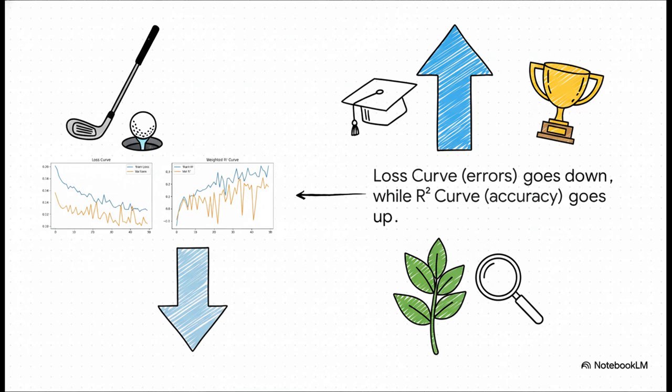And the R-squared curve on the right, that's like a test score. You want it to go up. And look, it's trending up too, meaning its predictions are getting more and more accurate. This is exactly what you want to see.